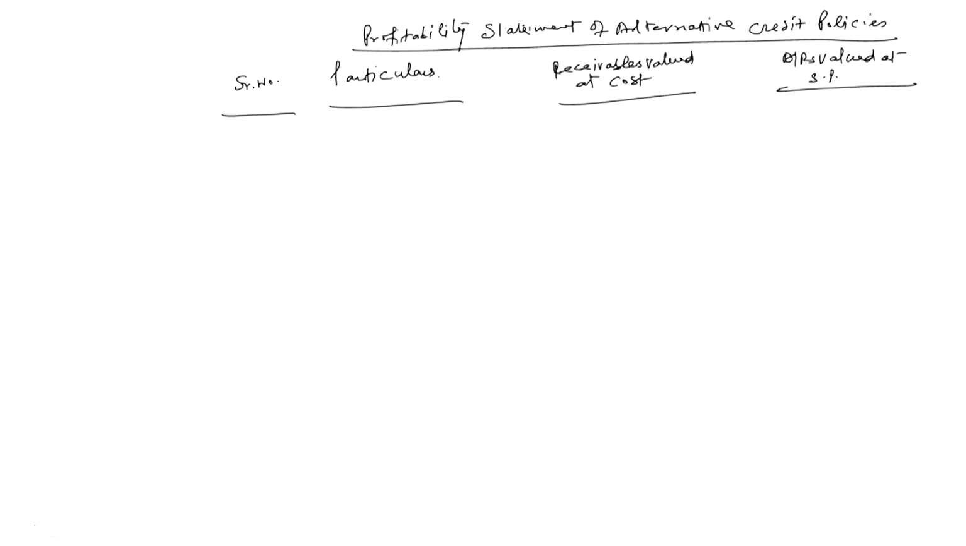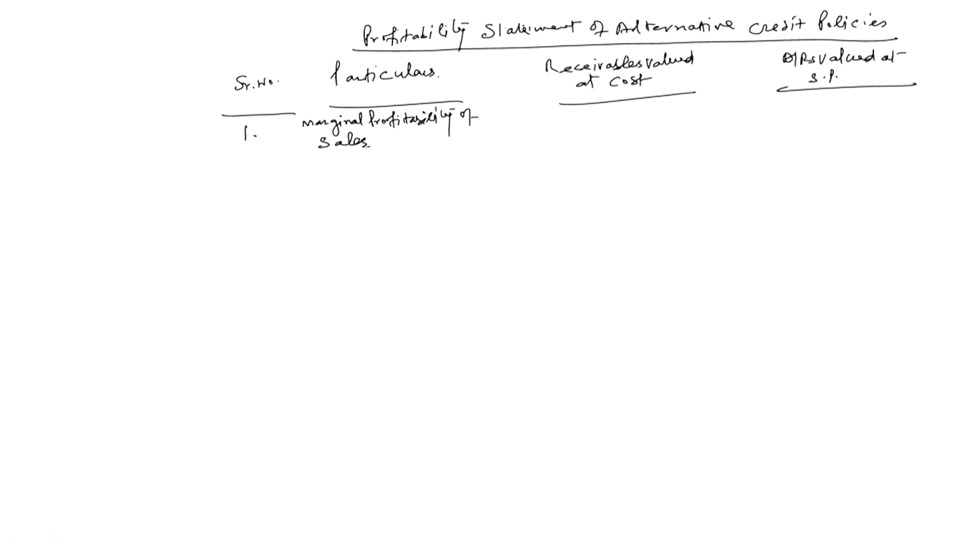So, in doing this analysis, we will have to now consider all the factors which are important for this analysis. First of all, number 1, what we are going to calculate here is the marginal profitability of sales, or incremental profitability of sales, because we are going to have additional sales.